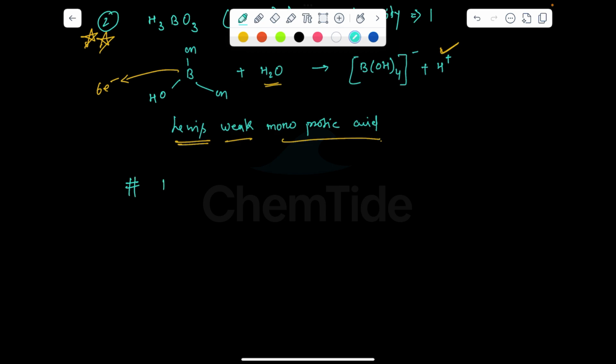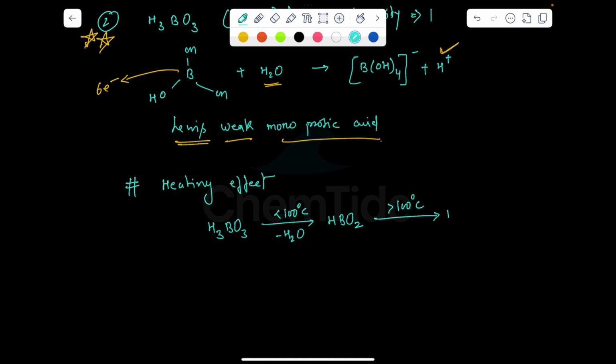Next is heating effect on boric acid. So let's say we have H3BO3. If you are heating below 100 degrees Celsius, a water molecule is lost and you will get HBO2. It's metaboric acid. If you heat more than 100 degrees Celsius, it will convert into B2O3. This is boric anhydride, boron oxide. Again, this is another very important question. This is called metaboric acid, and this is called boric anhydride.